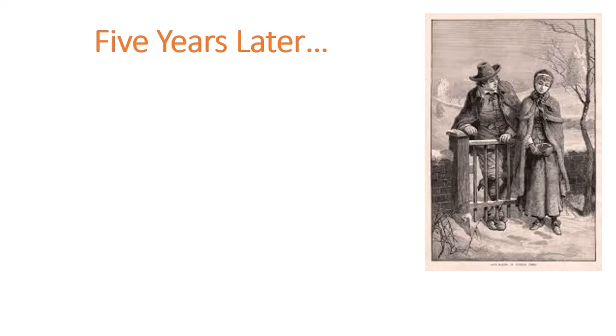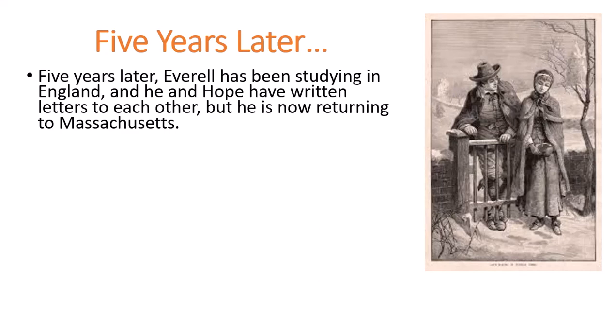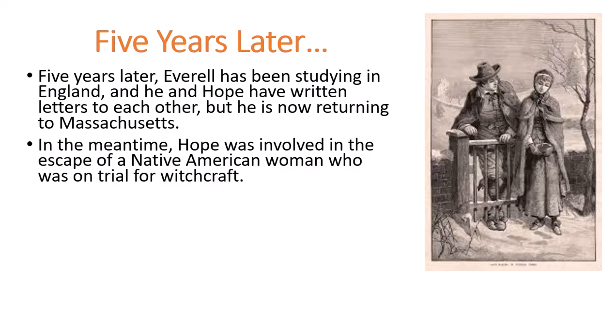You'll notice that so far I really haven't talked about Hope that much, and she's the title character, right? So 5 years later, now Everil is about 20, and he's been studying in England. After escaping, they thought that he should go back to England to study. But he and Hope have been writing letters to each other, and he is now returning to Massachusetts.